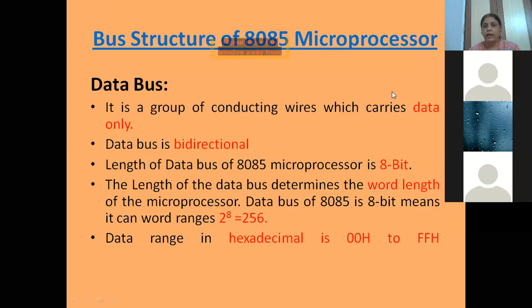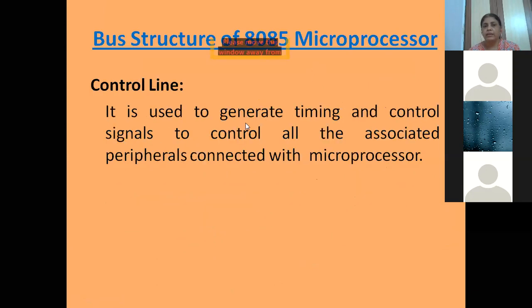Next we have last bus, or we can say control line. Control line is basically used to generate timing and control signal. Why is it line, why is it not bus? Because it is a single signal. That's why. And bus is basically group of lines, but it is a part of your bus structure. It is basically used to generate timing and control signals to all the associated peripherals.